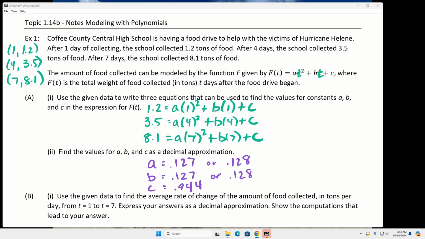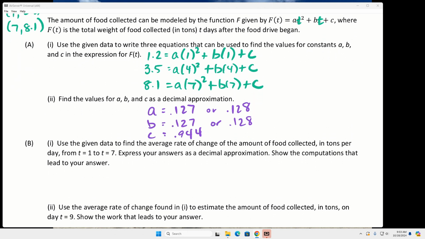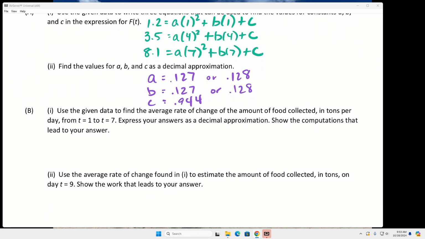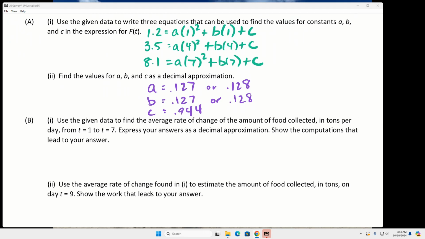All right, you guys good on A, B, and C? Sweet. Okay, then this next part, I'm hoping you remember from when we did this before. We are going to use the given data to find the average rate of change in the amount of food collected in tons per day from t equals 1 to t equals 7. We're going to express our answers as a decimal approximation and show the computations that lead to the answer. So this is just the average rate of change formula.